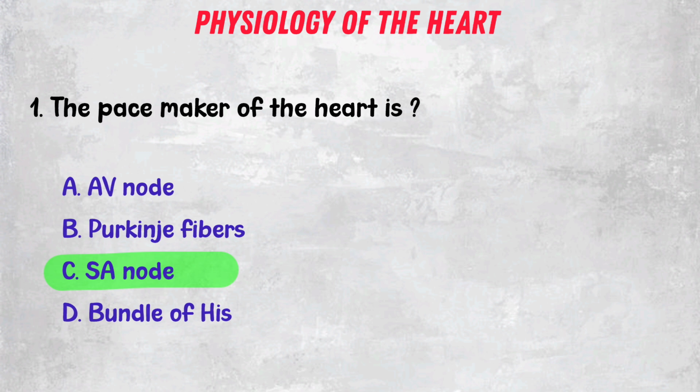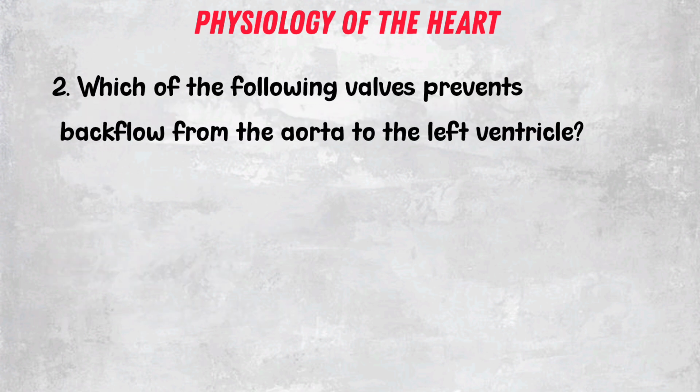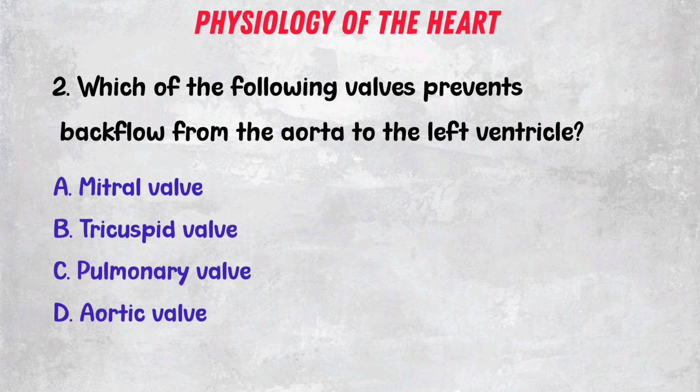of the pacemaker. So question number 2, which of the following valves prevents the backflow from the aorta to the left ventricle? We have A, the mitral valve, B, the tricuspid valve, C, the pulmonary valve, and D, the aortic valve. The answer is D, the aortic valve. The aortic valve actually prevents the backflow of blood from the aorta into the left ventricle during diastole.